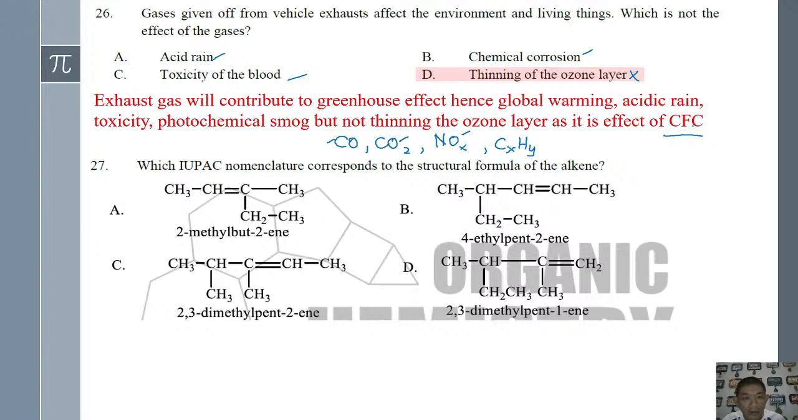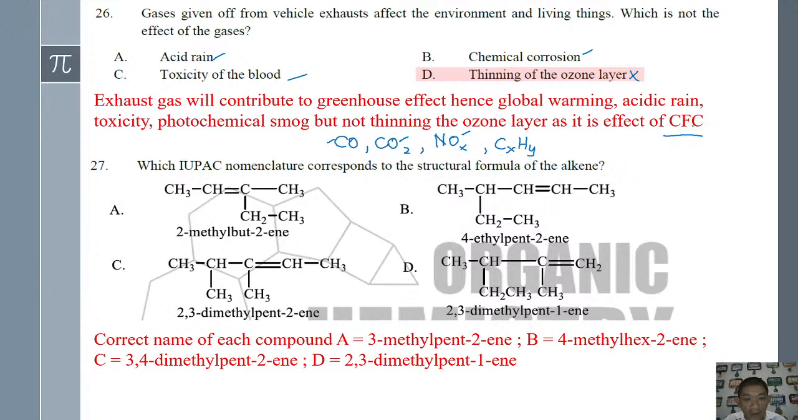27. Which IUPAC nomenclature corresponding to the structure of the alkene is correct? So not all the naming is correct. Let's have a look one by one. What are the correct names? The correct naming for A is 3-methylpentene. So A is wrong. As for B, B is 4-methylhexene, not 4-methylpentene, which is also wrong.